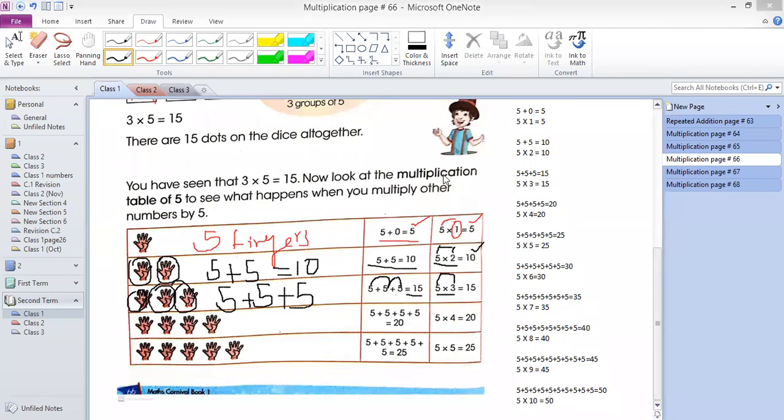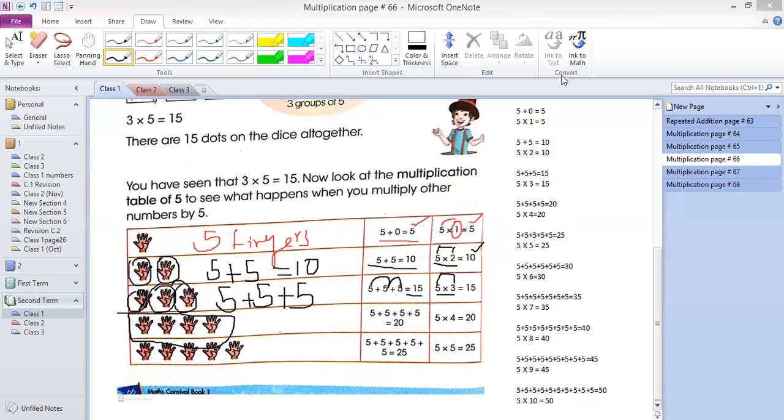Good. Now, count the number of groups here and tell me how many groups of 5s are there or how many hands are there. Count it and tell me. 4. Very good. There are 4 groups of 5 or there are 4 hands. In each hand, how many fingers are there? 5 fingers. 20. Very good. In each hand, there are 5 fingers.